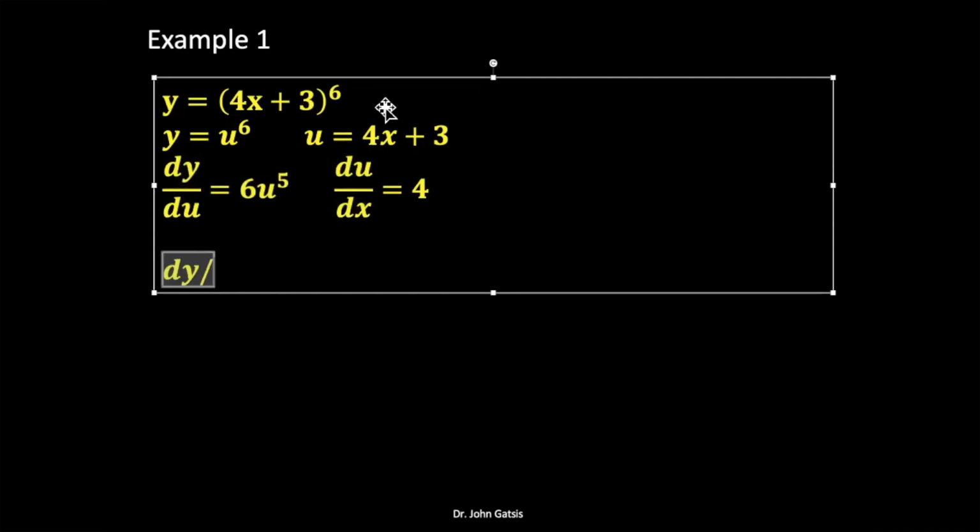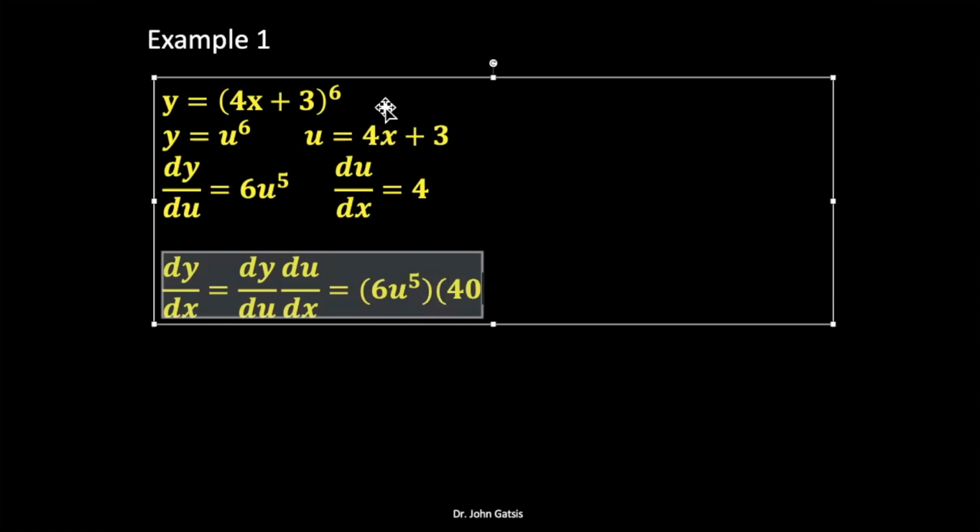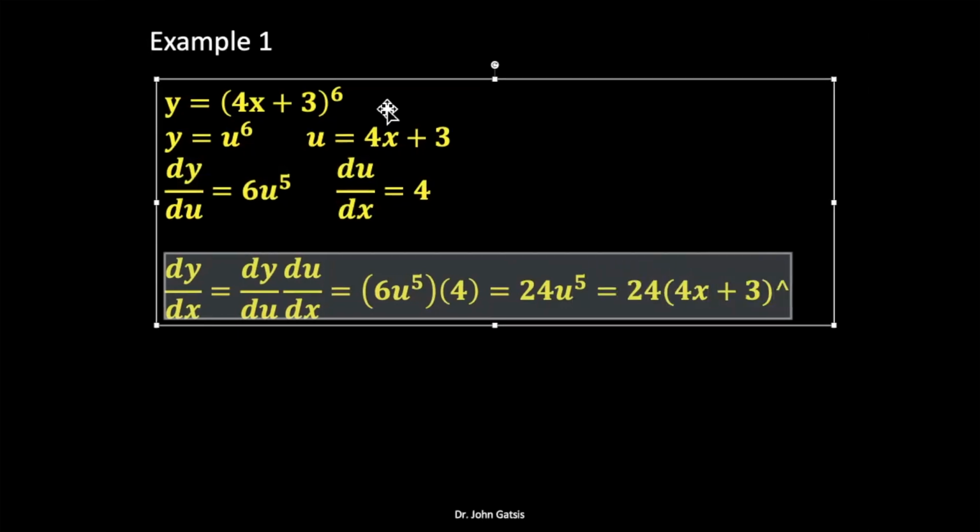Then the chain rule says that you have dy/dx, which is dy/du times du/dx, which you can just plug in as 6u to the 5 times 4, which is 24u to the 5. But what is u? u is 4x plus 3. And there you have it.